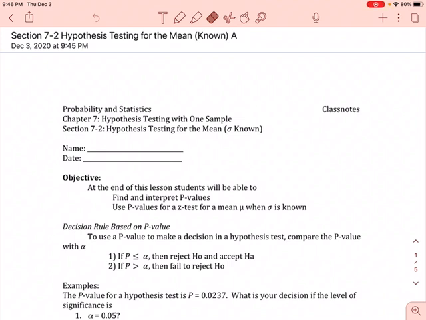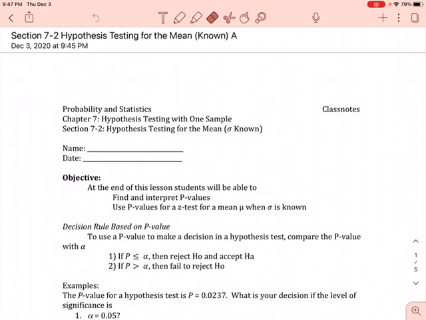Finally, we're done going through every single part and we're going to actually conduct a hypothesis test. We do have a couple of things to talk about first before we do a problem. Here we're going to find and interpret our p-values, and then use the p-value in a z-test. Remember, when we first talked about the p-value, we defined it as the probability of your test statistic in the normal curve. So we're going to use that.